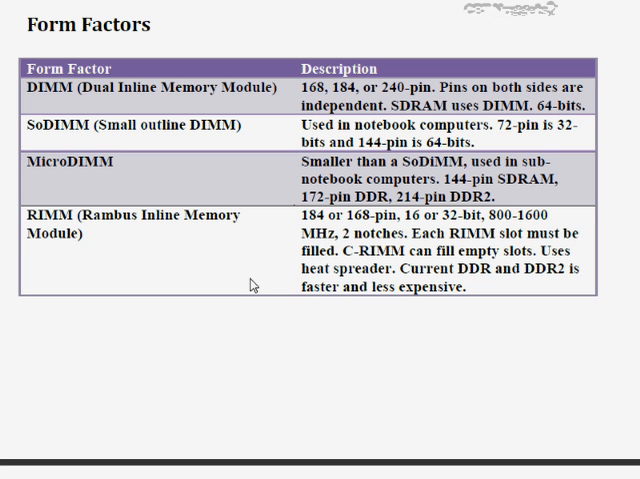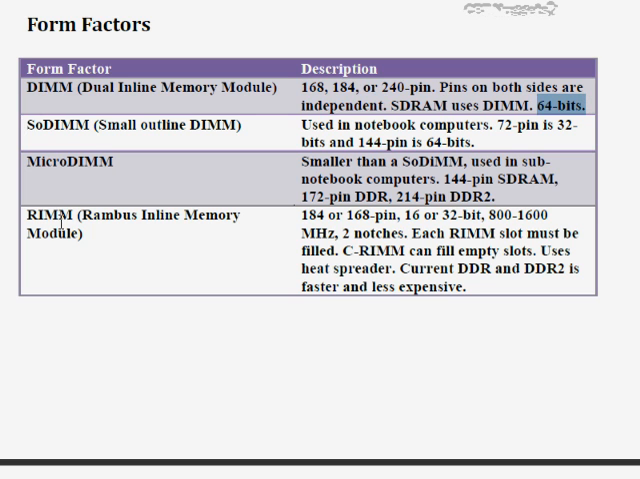Now, let's switch back over to our table for memory types. Again, this is available on nuggetlab.com. And look at our various form factors. First of all, we'll have a DIMM. Even though a SIMM is listed on the exam objectives, no computers are actually using them now, as I said earlier. But a DIMM is a dual inline memory module. The pins are going to be 168, 184, or 240. Remember that the pins on both sides are independent of one another. And these are 64 bits, whereas a SIMM would have been 32 bits, by the way.